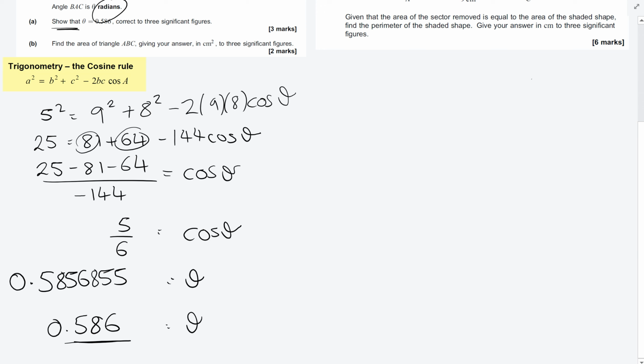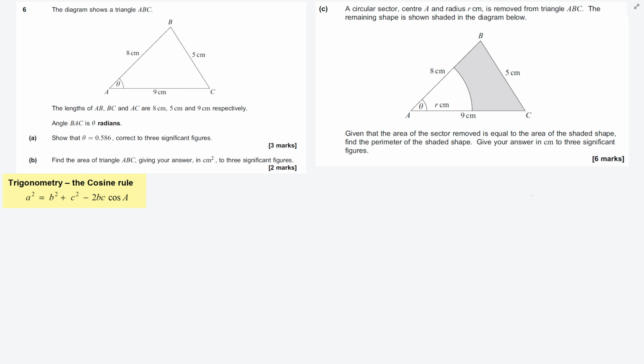I'm going to clear away this workings now before we do part B of this question. Part B asks us to find the area of the triangle. The first thing we have to do is know how to do that. So it's a half ab sine C, which is the fastest way. Whether it's the only way, we can have a discussion about that if you really want, but I'm reasonably happy that I'm going to go for this method.